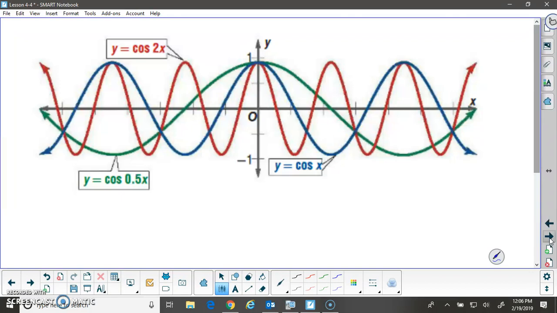Well, here if you take a look, there's 3 graphs of cosines. You can see that the blue one is just a cosine of x. The green one is 0.5 cosine of x, which represents a horizontal stretch of 2. And then the red one is the cosine of 2x, which represents a horizontal shrink of 1/2.